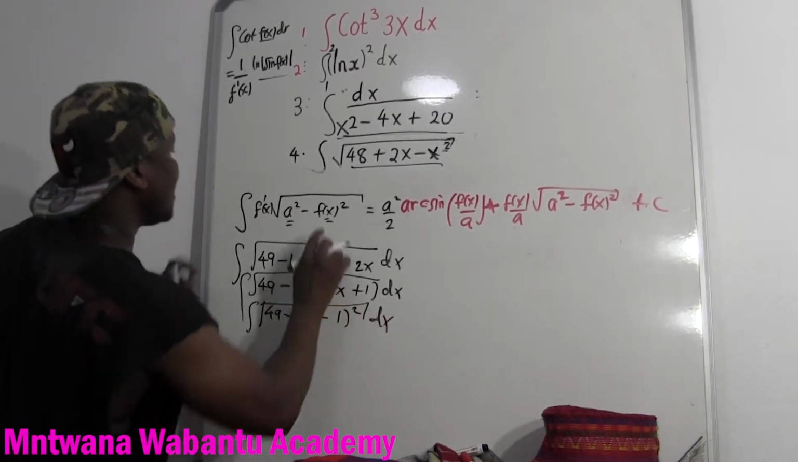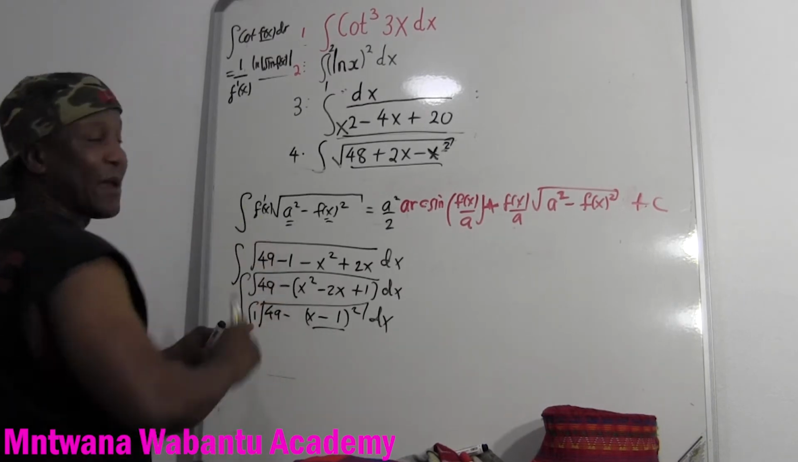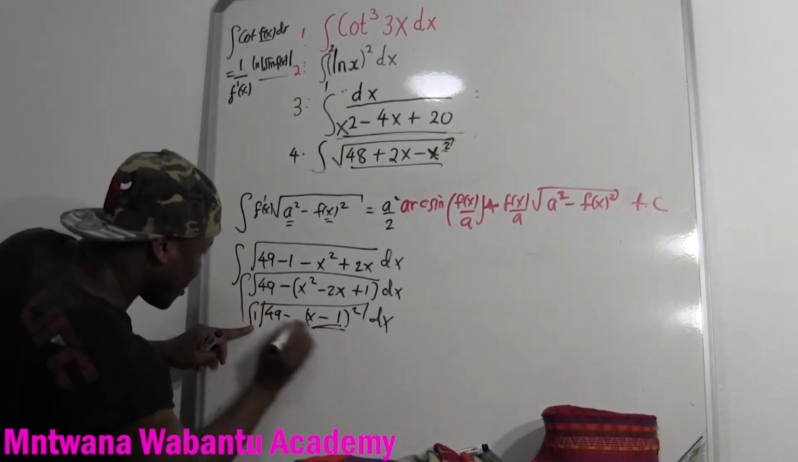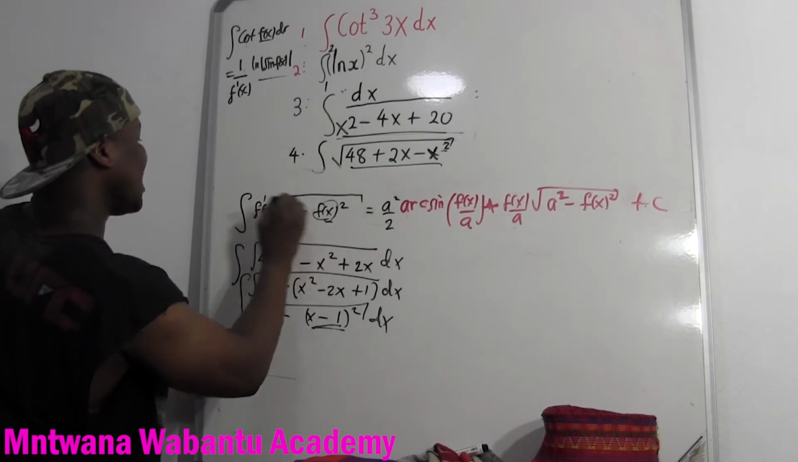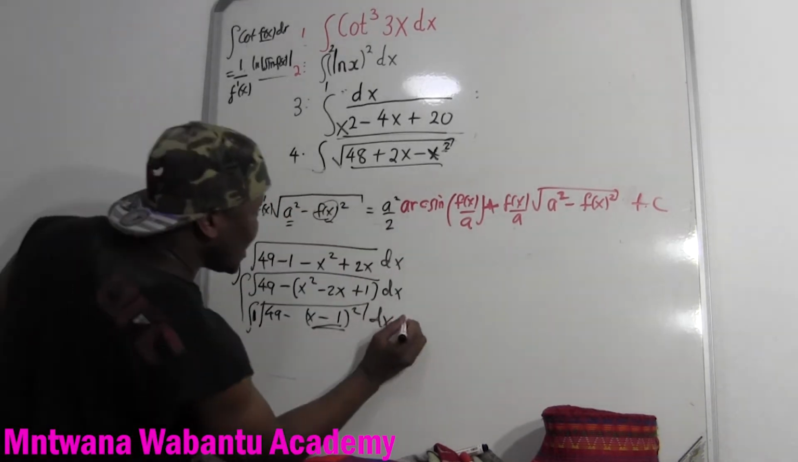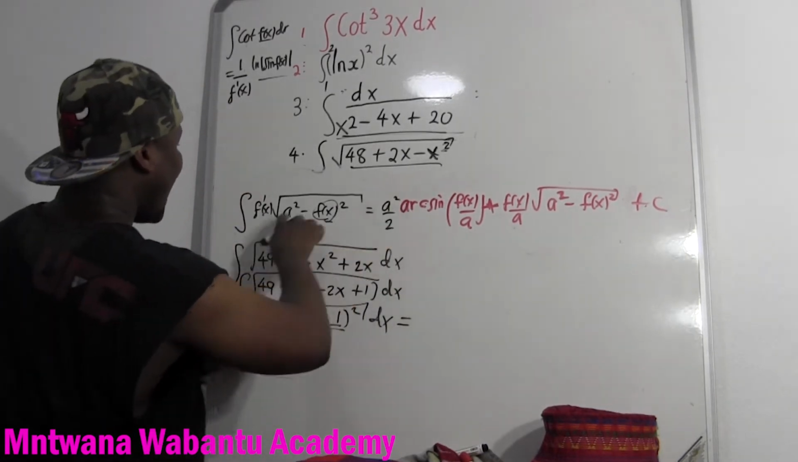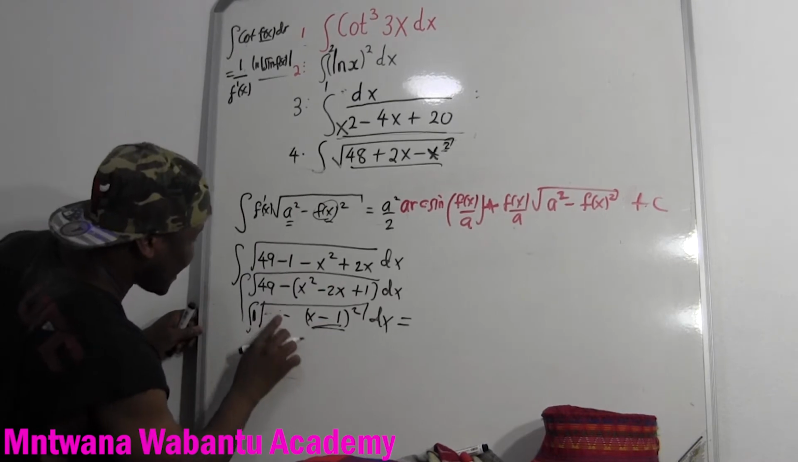So can you see? This is in this form. When you differentiate x minus 1, you get 1, which is f prime. When you differentiate this, you get this. So this rule can be applicable. So this is equal to a squared. What is a? A means this number. Instead of 49, I can say 7 squared.